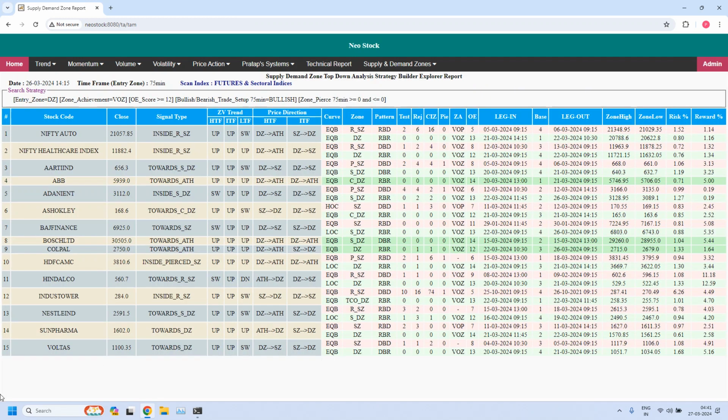So these 15 stocks are supporting a bullish trade setup for a weekly income trade, that is entry time frame 75 minutes. So you can analyze the stocks. So I'm moving to the next page. If you want to study, please pause the video and proceed further.